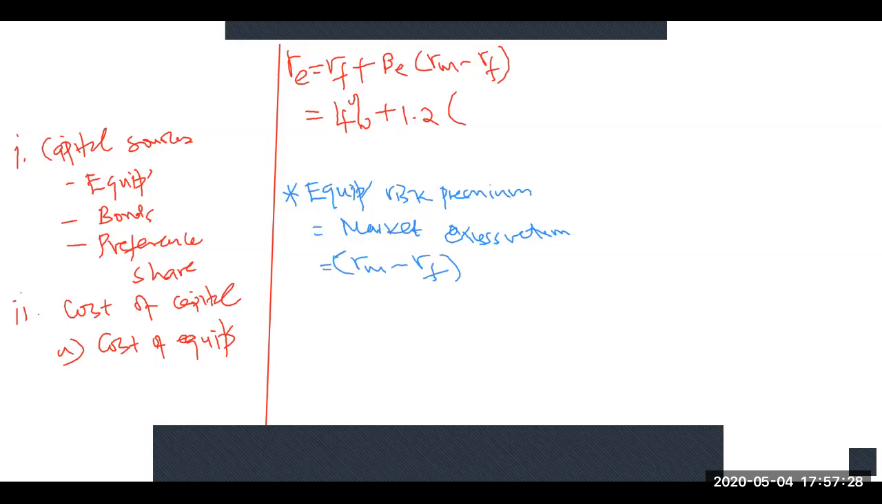Therefore, in this case, the RM minus RF we have here, which is our equity risk premium, we are told is equal to 5%. Therefore, that gives us 1.2 times 5 plus 4, which gives us how much?